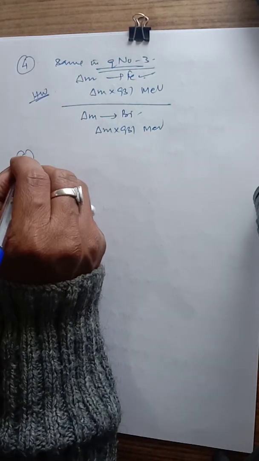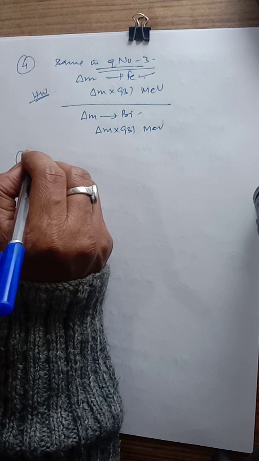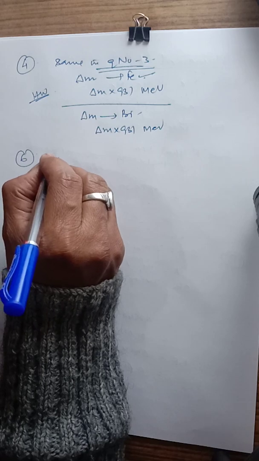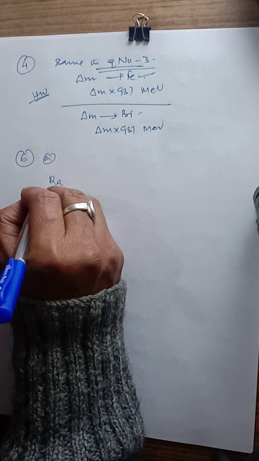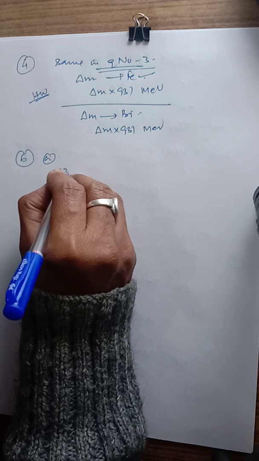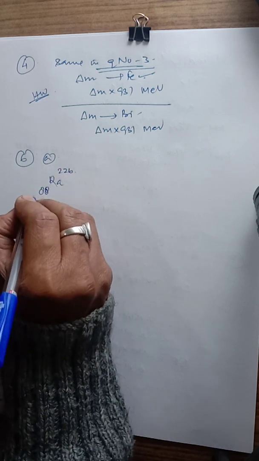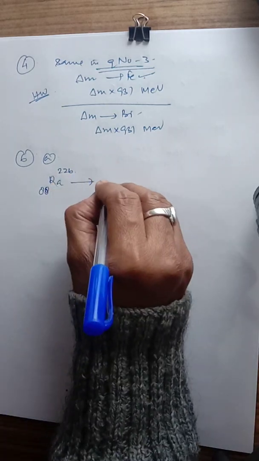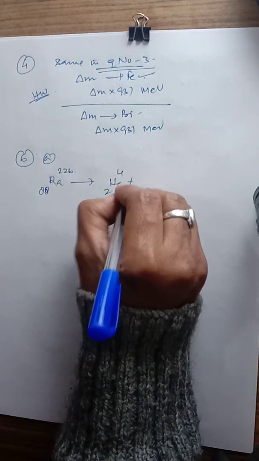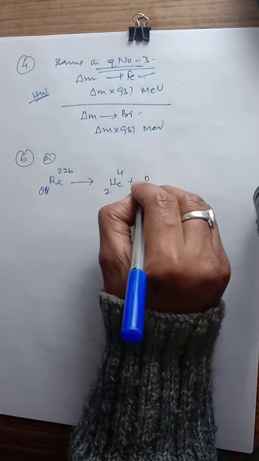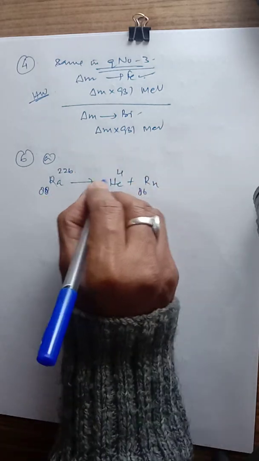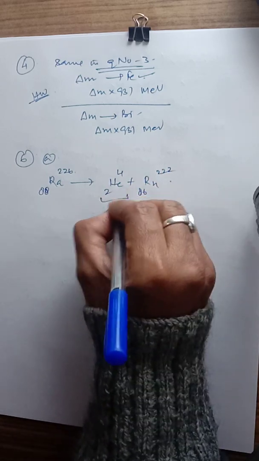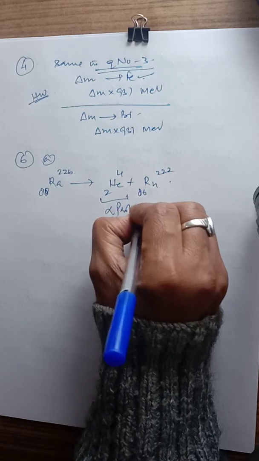Now we are going to question number 6. Write the nuclear equation for the alpha decay of radium-226 (88). Alpha decay means the helium particle is emitted. What is the rest? That is 88 minus 2, 226 minus 4. So it is your alpha particle.